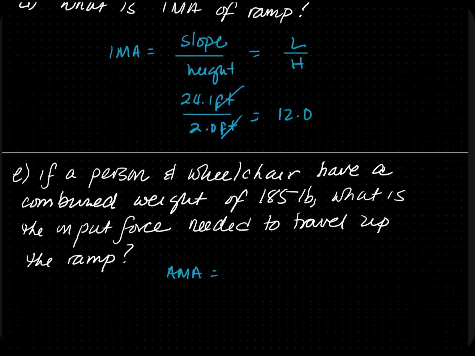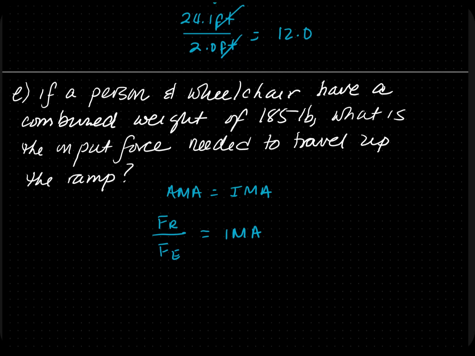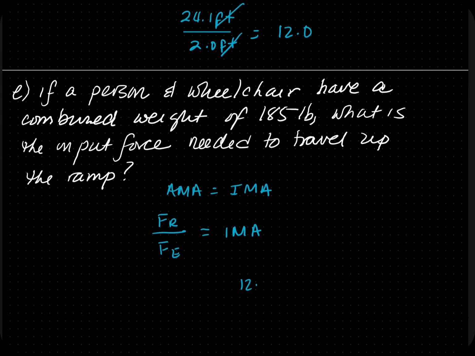AMA is equal to IMA. AMA is FR, which is the load or the resistance force, over FE, which is the effort force or the input force, equals IMA. IMA we solved as 12.0 in the previous problem. FR is the resistance force or load given as 185 pounds, divided by FE. So FE equals 15.4 pounds.